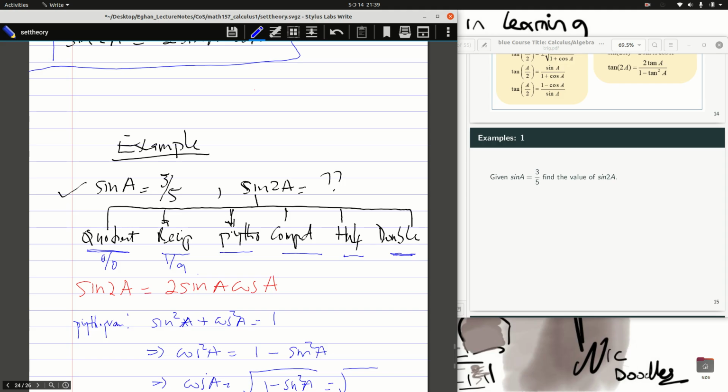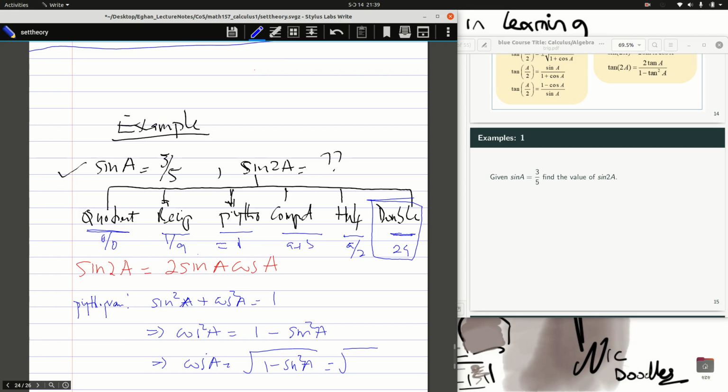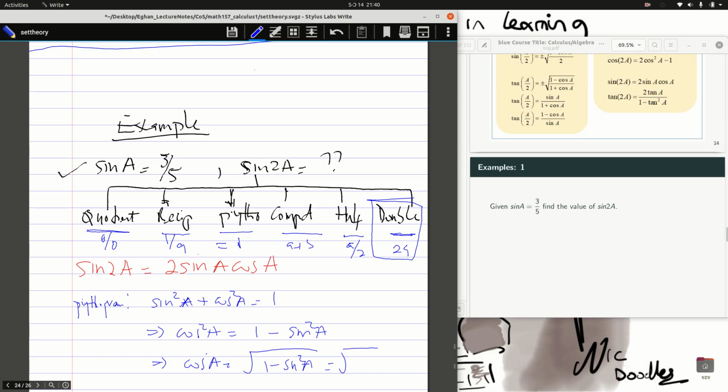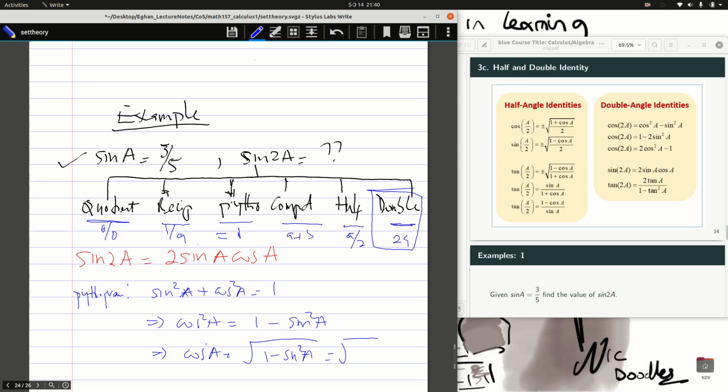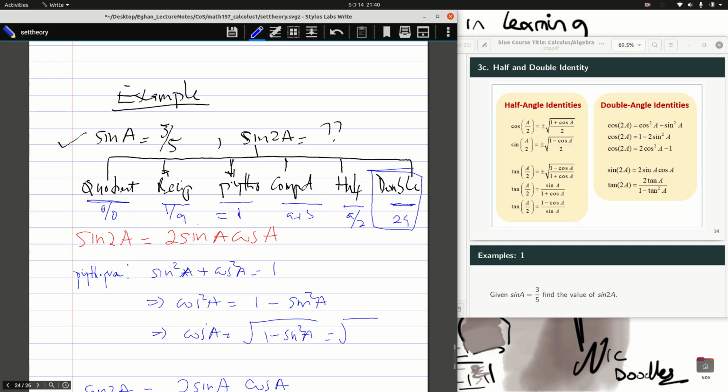Pythagorean has its own components adding to 1. Everything sums up to 1. Compound is A plus B. Half is A over 2. Double is 2A. Where does this fall? Automatically, we realize that it is the double angle. This is how you get to know which of the identities to use. So I quickly go to my table or my cheat sheet and look for what sine 2A is, and that is the expression for sine 2A.